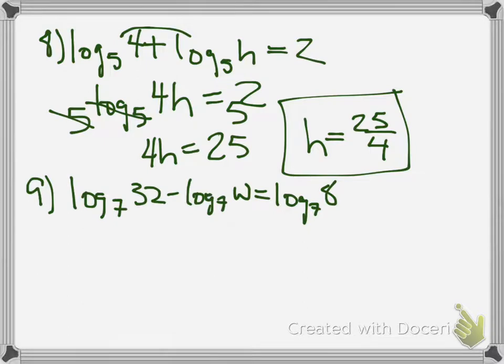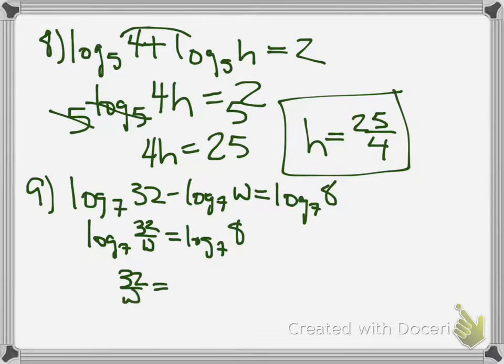Again, notice on number 9, they're separated. You got to join them together. This is a minus, so I need to divide. So I got log 7 of 32 divided by w is equal to log 7 of 8. And then that means I can drop the logs and say 32 divided by w is equal to 8.